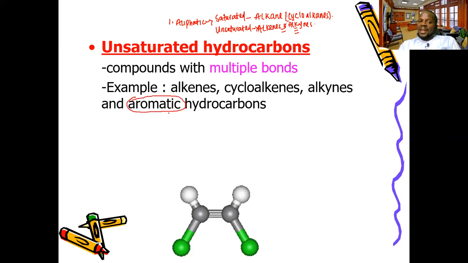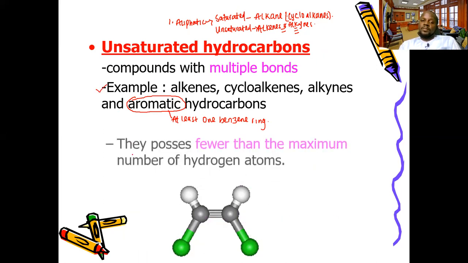Remember, we also talk about this aromatic hydrocarbon in classification. We said they contain at least 1 benzene ring. It can be more than 1, so it can be equal to or greater than 1. So that is the definition of aromatic. So aromatic hydrocarbon is also an example of unsaturated hydrocarbon. So you need to keep this because it's very important to have that at the back of your mind.